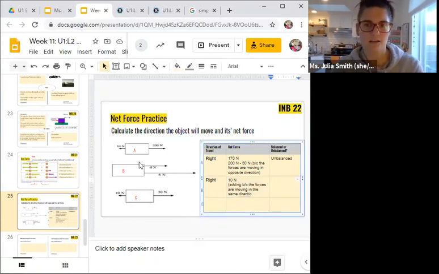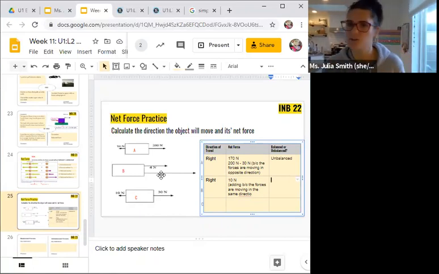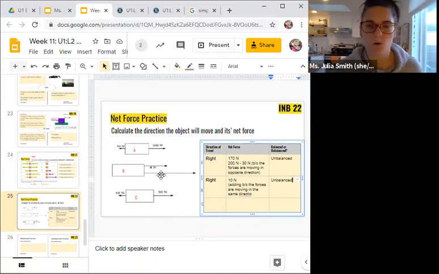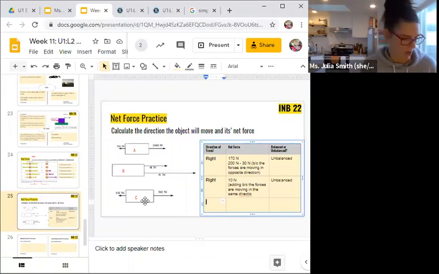And then again, anytime the net force is greater than 0, you have motion. Anytime you have motion, it indicates unbalanced forces. And so that's what's happening here. We have unbalanced forces, which is resulting in motion. If we look at box C, we'll give you a minute and see if you can solve this one on your own.